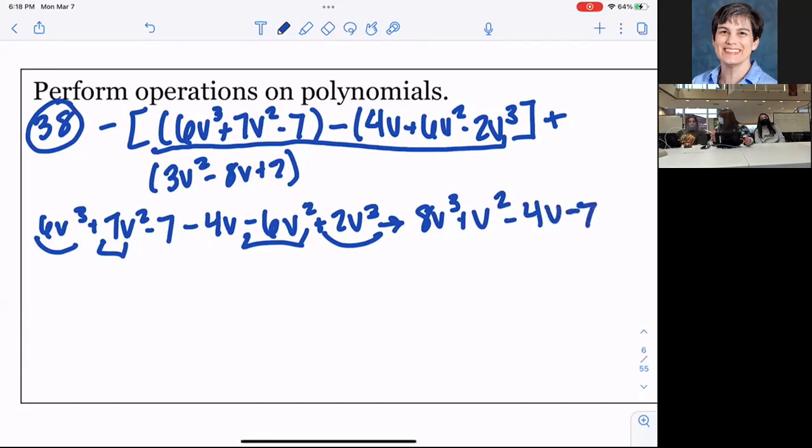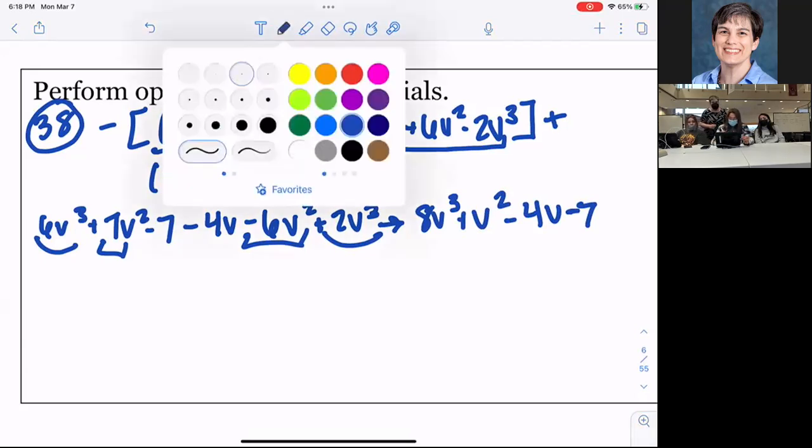Is there a way I can make this skinnier? Yes. Okay. You touch the pen. There you go. Okay. Awesome.